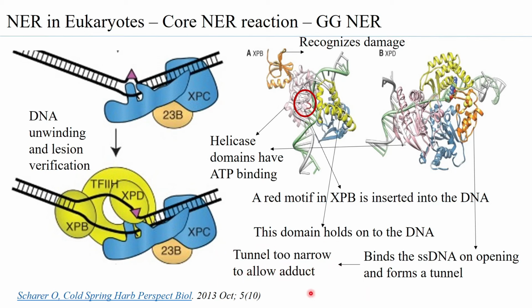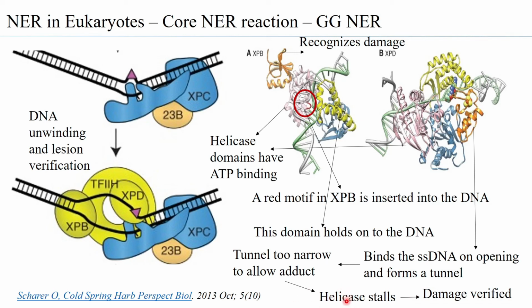And that is how the XPD or the TF2H is able to verify that there is a lesion, because on not being able to allow the adduct to go through the tunnel, the translocation of the TF2H is stopped, so the helicase activity also stalls and the damage is verified. So, therefore, on opening the DNA and translocating just for a while before finally reaching the damage, it verifies the presence of the damage and also stops the helicase activity.